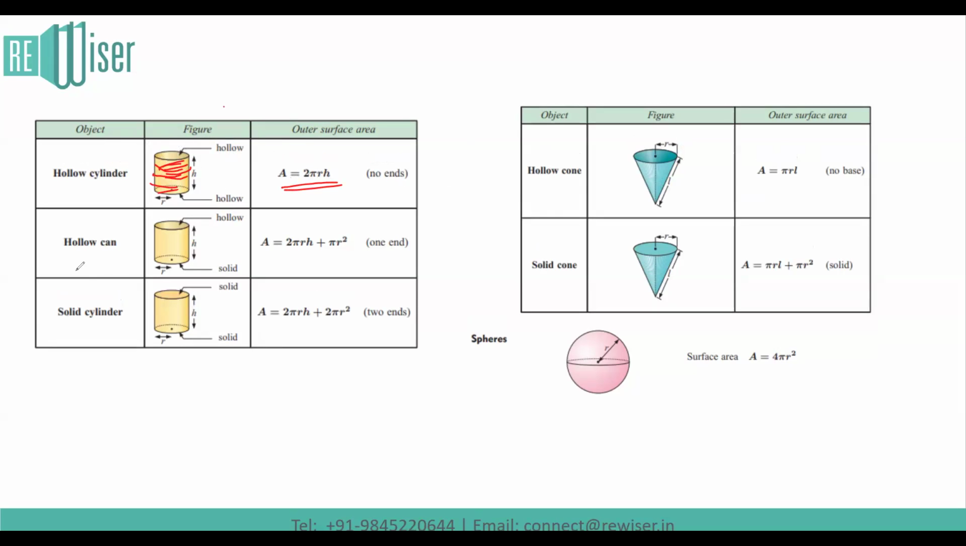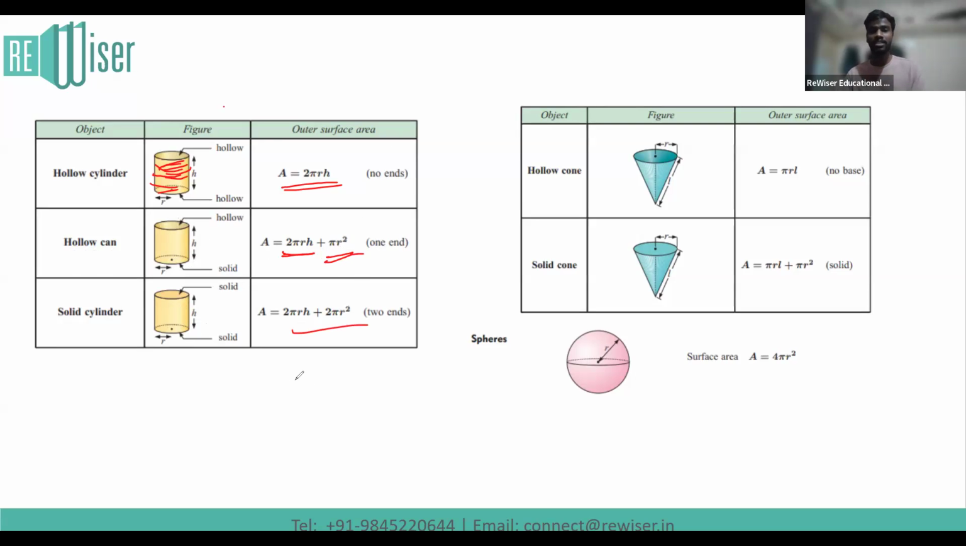A hollow can is like a can shape: the bottom is covered, but the top is hollow. So it's 2 pi r h plus pi r squared. And whenever both the top and the bottom are solid, we use the formula 2 pi r h plus 2 pi r squared.